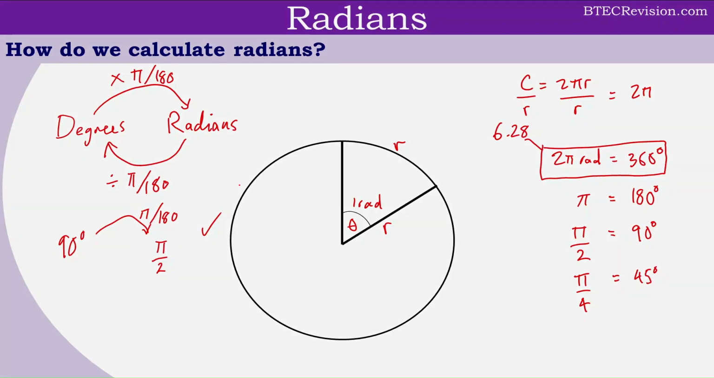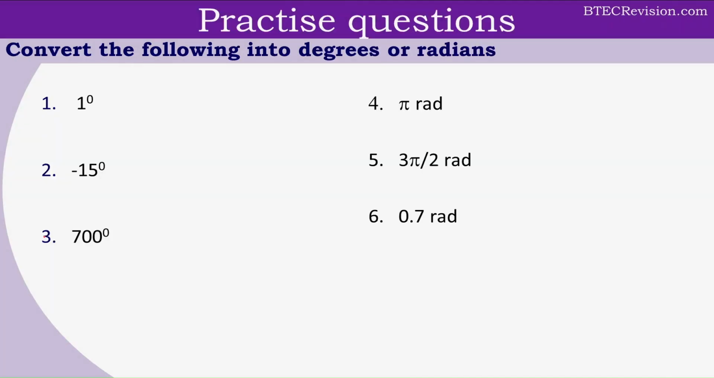Now let's look at a conversion from radians into degrees. Let's take pi over 4 and we will divide by pi over 180. And in the calculator, that will give us 45 degrees. And we know this is correct. Now pause the video here and attempt these questions.